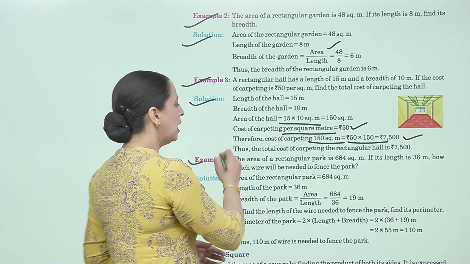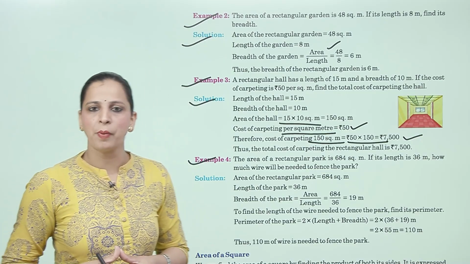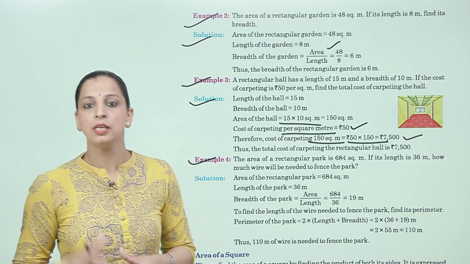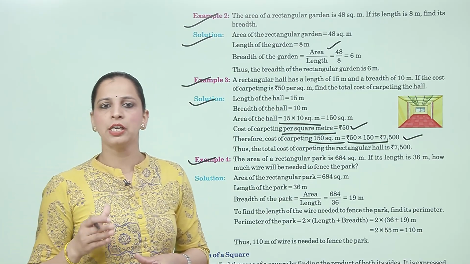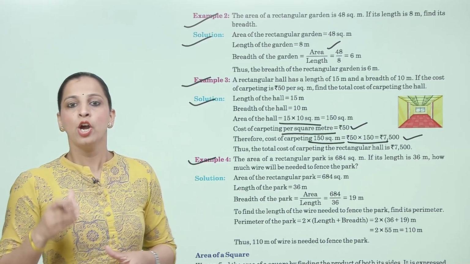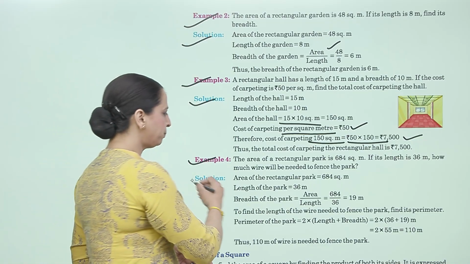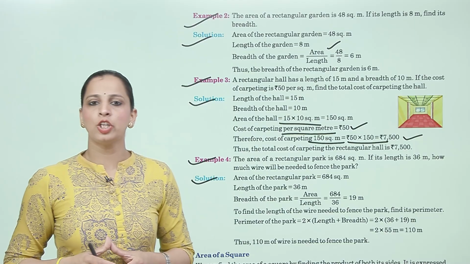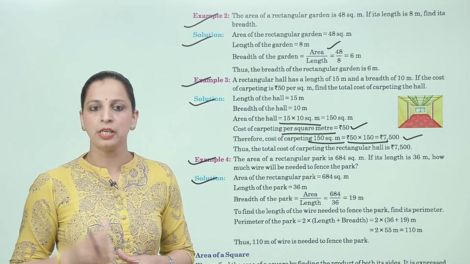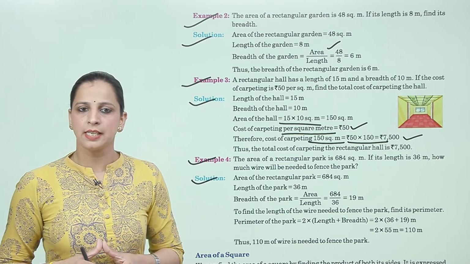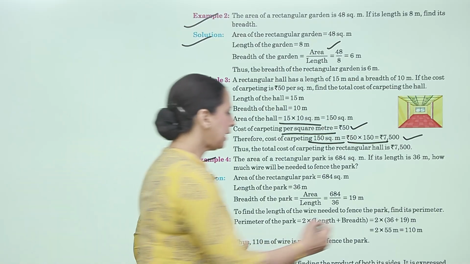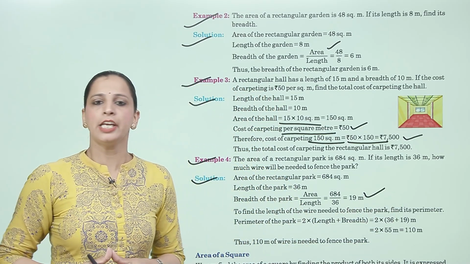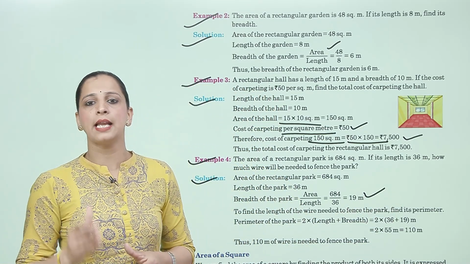Now, example 4. The area of a rectangular park is 684 square meter. If its length is 36 meter, how much wire will be needed to fence the park? Now, solution. Area of the rectangular park is 684 square meter. Length of the park is 36 meter. Breadth of the park is area divided by length, that is 684 divided by 36 is 19 meter.